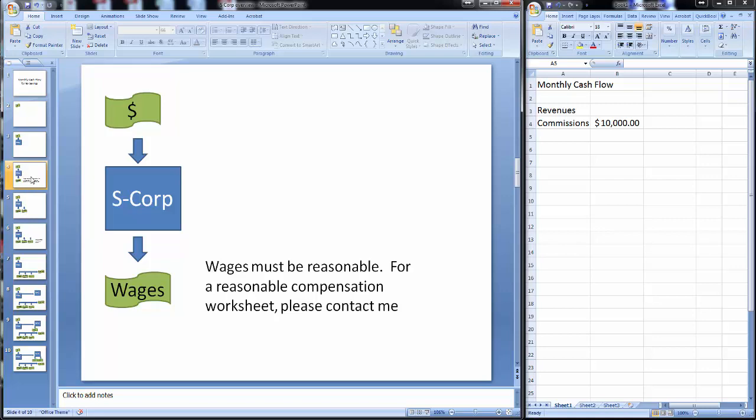What's the problem with paying a high wage is you're paying more into those taxes. So you might ask me, well, why can't I just pay myself $1 in wages? Well, the IRS has what's referred to as reasonable compensation. They want you to pay at least a certain amount. I actually have a longer video, about 30 to 40 minutes long, that talks about reasonable compensation. So if you want more in-depth information, check out that video.